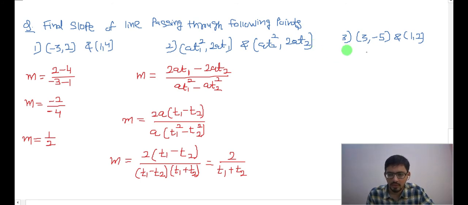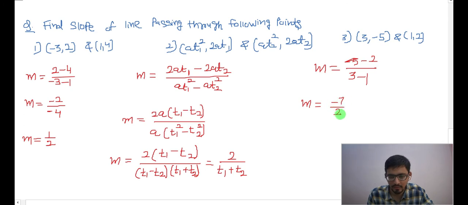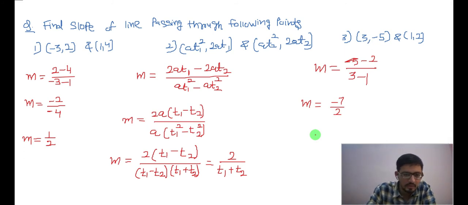See now question number 3. What is the slope of line passing through these 2 points? Okay, this point minus this point for example. So what will I do here? Minus 5 minus 2 divided by what will I do? This point minus this point means x coordinate 3 minus 1. So what slope will I get here? Minus 7 divided by 2. So what is the slope of this line? I will get minus 7 divided by 2. I hope this is clear for everyone.